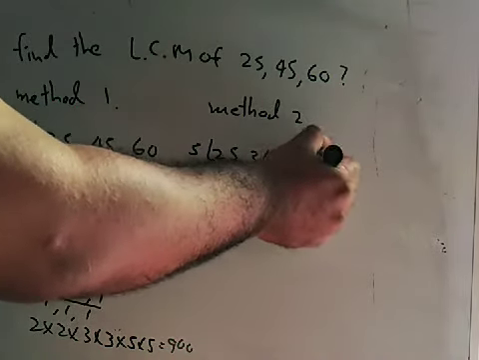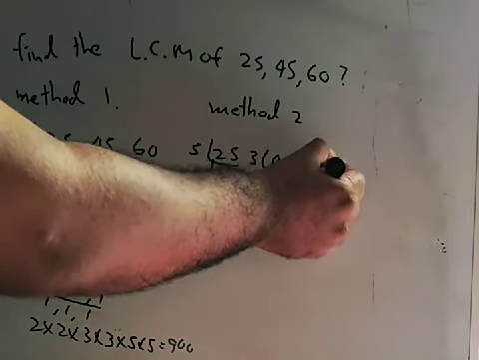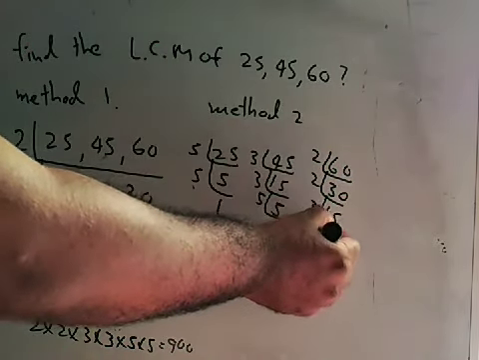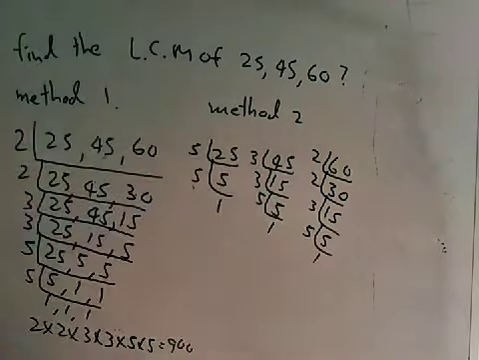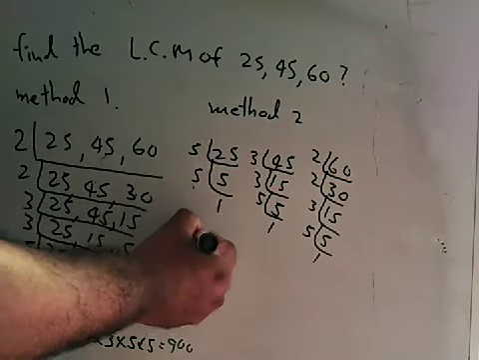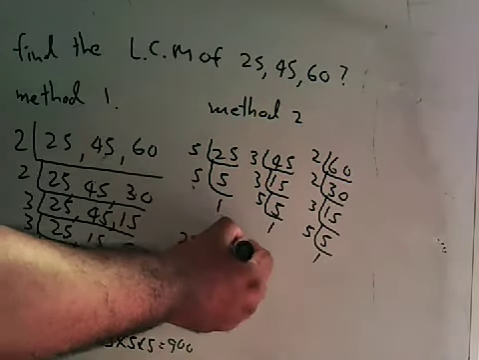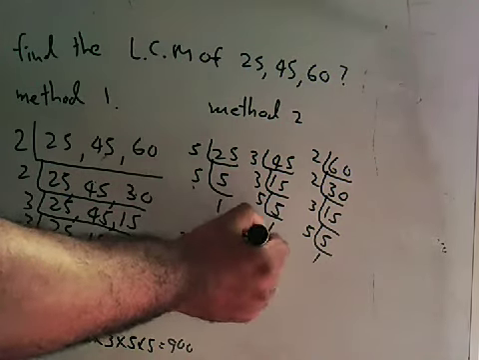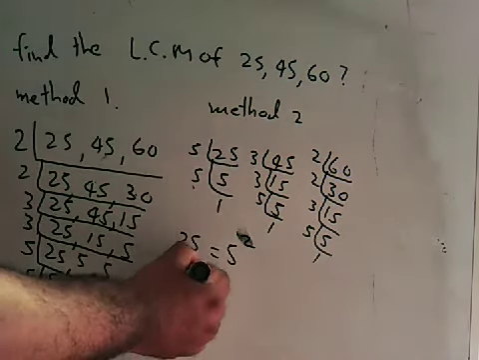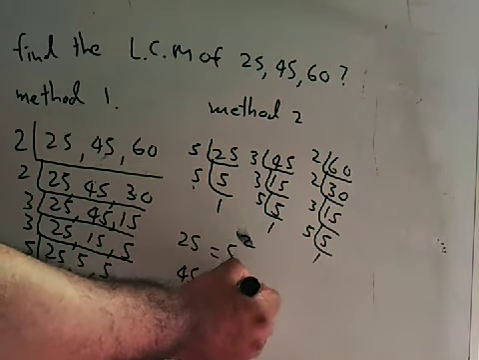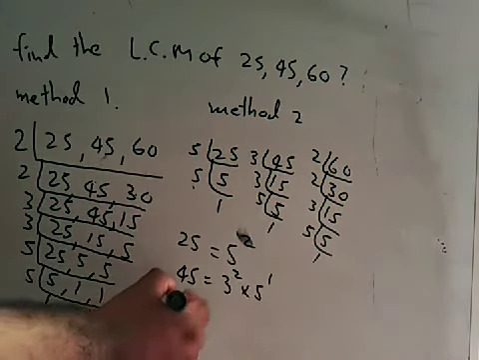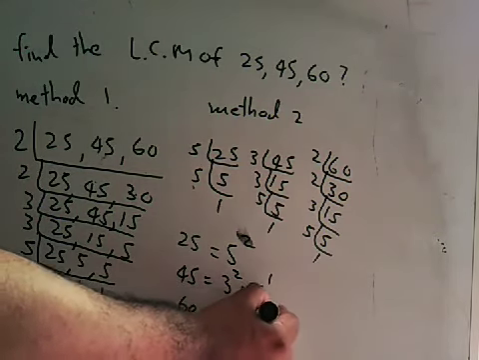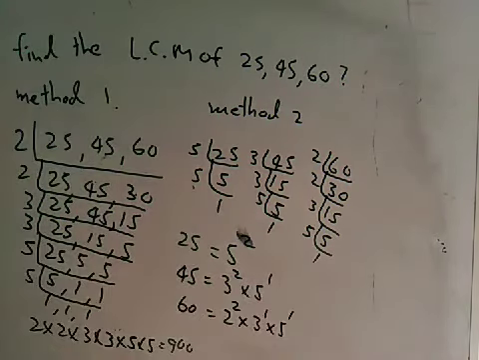Then 60 divided by 2, 30. When 30 divided by 2, 15. When 15 divided by 3, 5. When 5 divided by 5, 1. Then 25 can be written in index form as 5 to the power 2. Then 45 can be written as 3 to the power 2 and 5 to the power 1. Then 60 can be written as 2 to the power 2, 3 to the power 1 and 5 to the power 1.